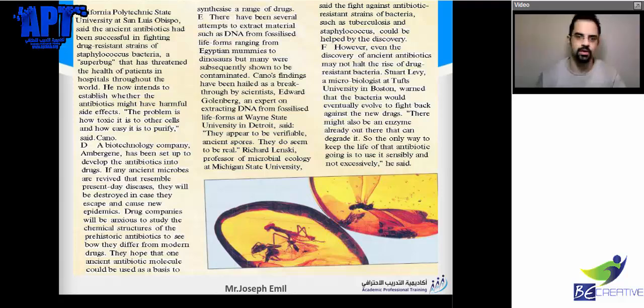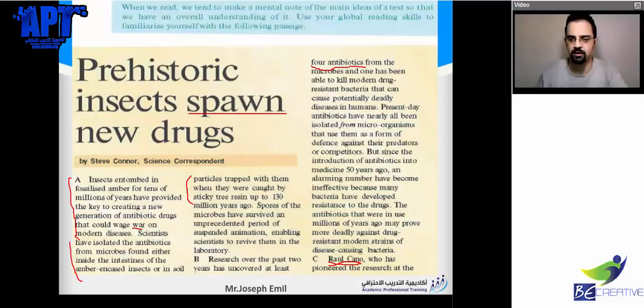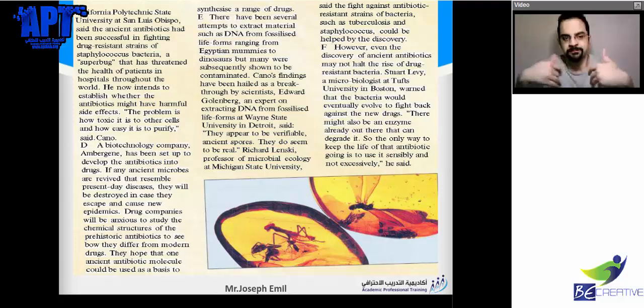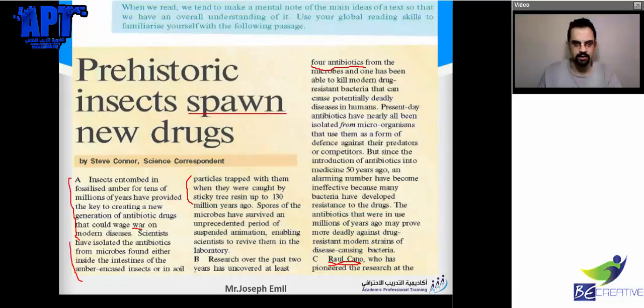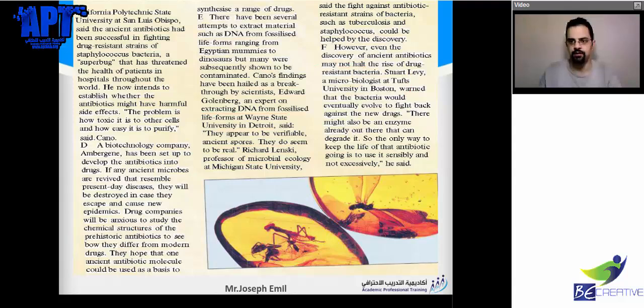Says Cano. So now we have someone from a university who said that a certain antibiotic has been successful in fighting a certain microbe, but they're trying to research whether it's harmful or not. So that's the topic sentence. Let's carry on. By the way, the topic sentence for B is: microbes have been able to kill modern drug-resistant bacteria. All right, and then Raúl Cano, the research.